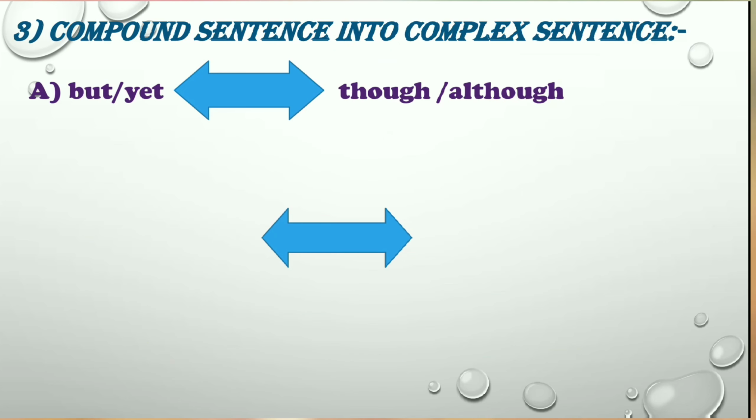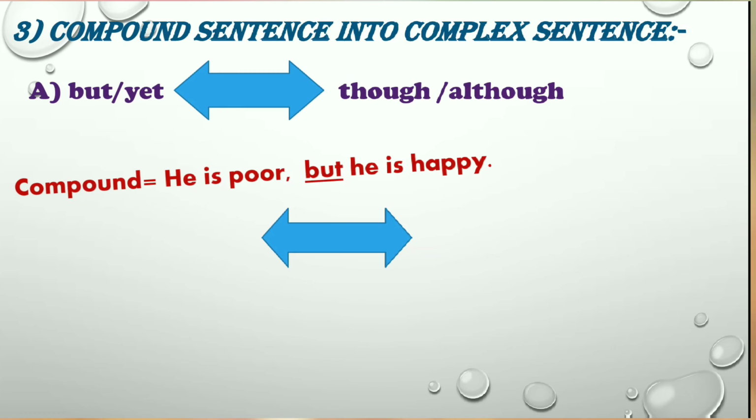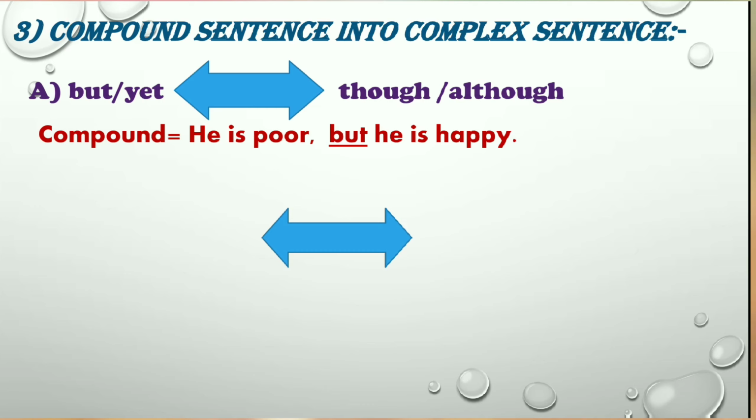Now I would like to tell you how to change a compound sentence into a complex sentence, or a complex sentence to a compound sentence. Let's see some ways to transform it. First, but or yet. If it is used in a compound sentence, you can change it and use though or although to make a complex sentence. Let's see our compound sentence: He is poor but he is happy.